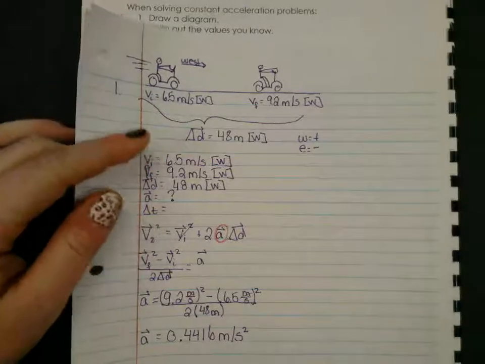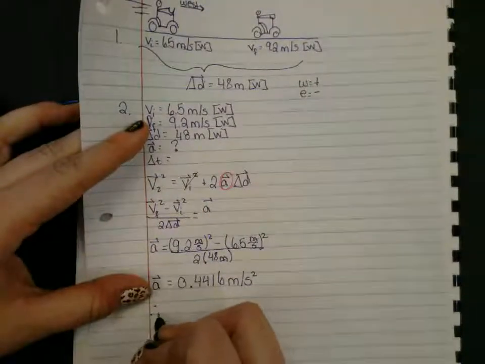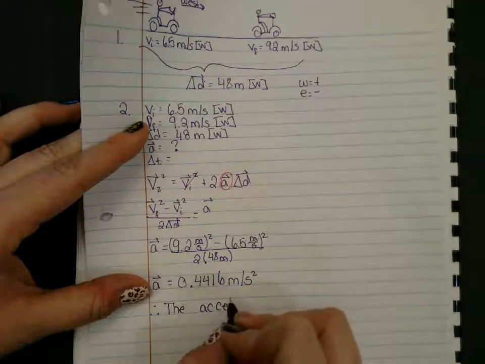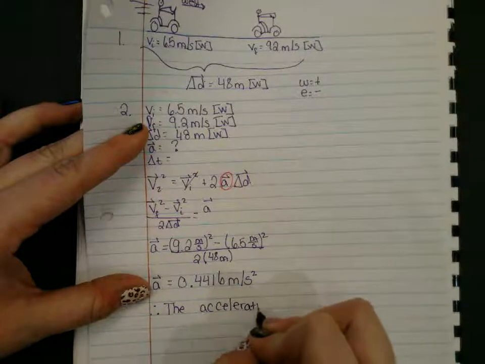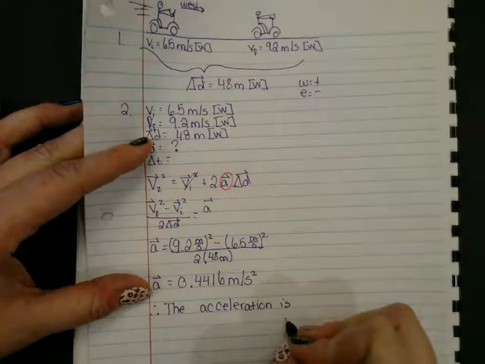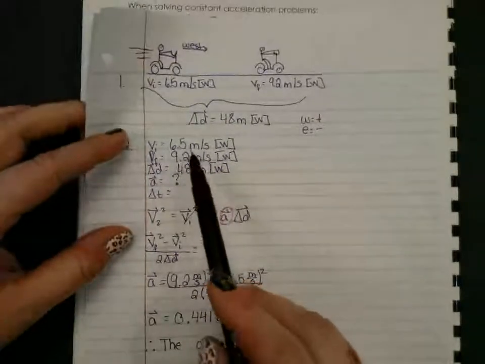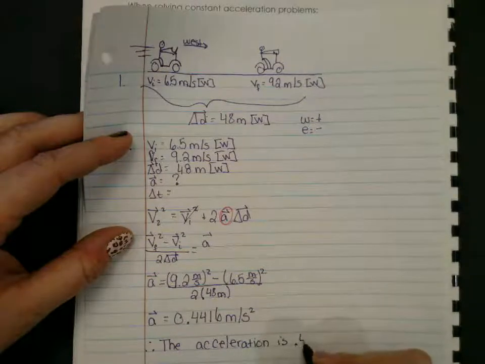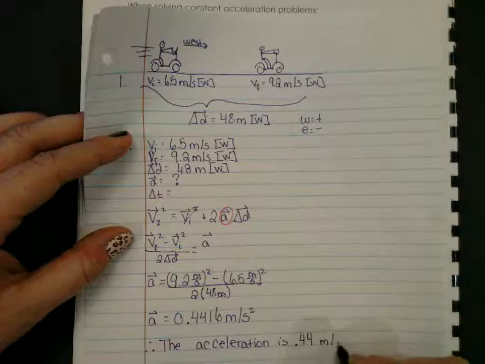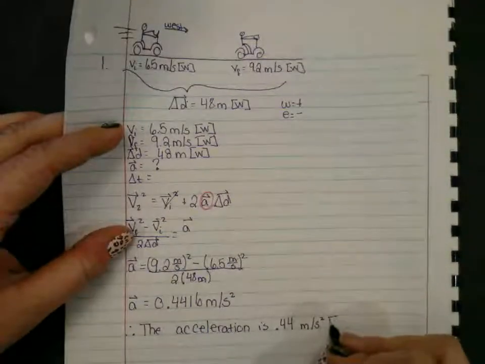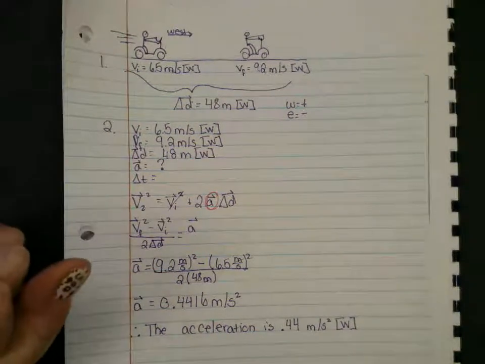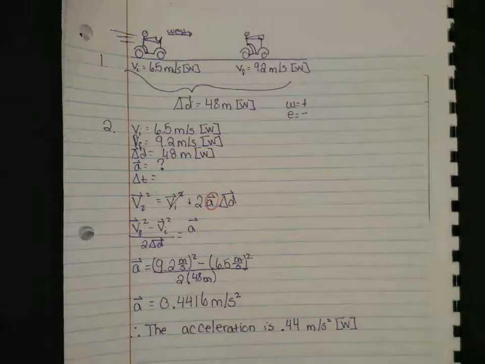All right, so now I need to write my statement. So my statement is going to be: the acceleration is, when I started, all of my numbers had 2.44 meters per second squared west. And there's my answer. All right, let's look at the next problem.